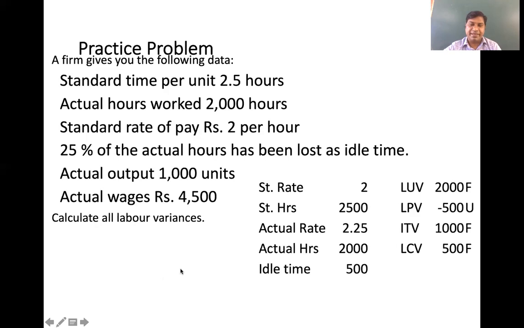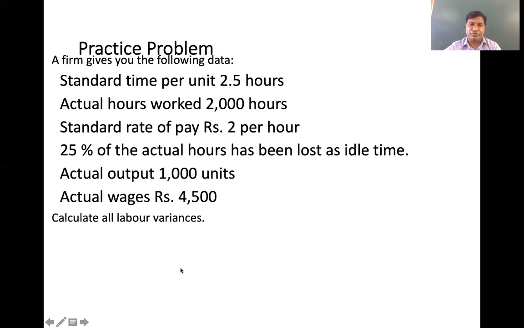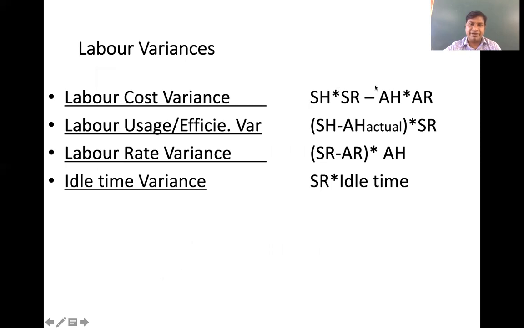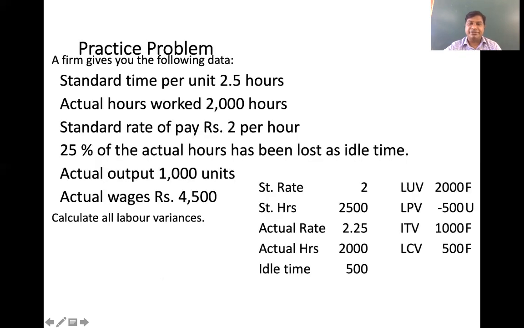What's the formula? Can you recollect, or do you want me to show you? Standard hours into standard rate, minus actual hours into actual rate. Yes. So standard hours 2,500 into 2. Calculate and tell me. 2 into 2,500, 5,000. And actual rate into actual hours, 4,500.